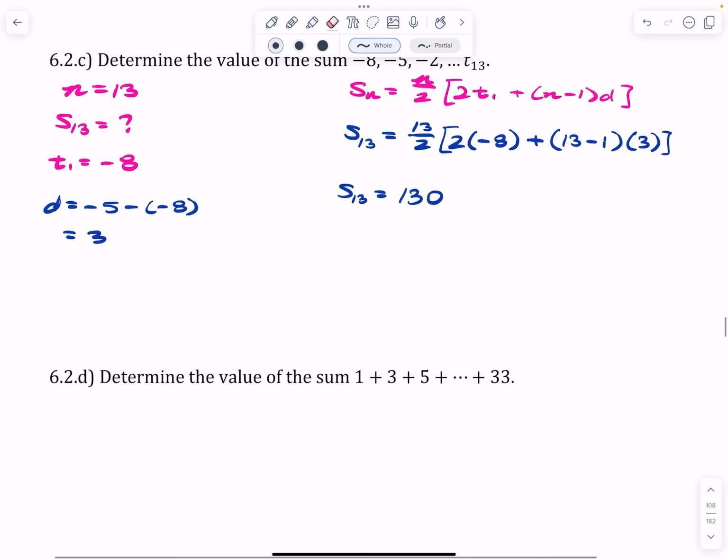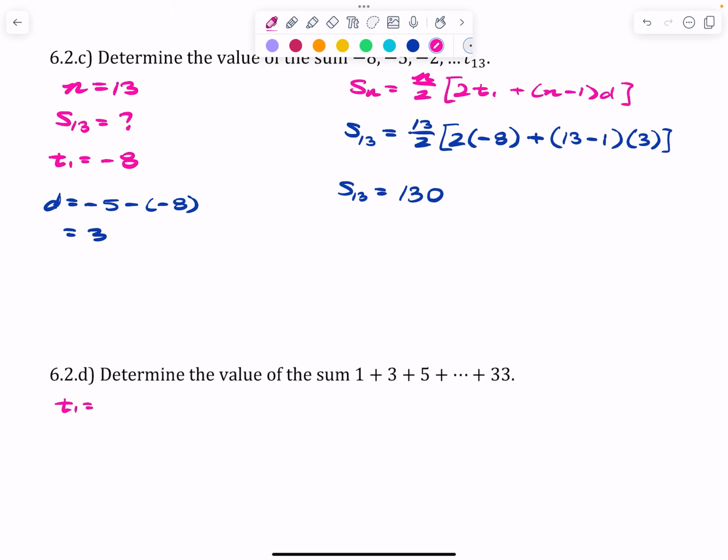Here we've got some information, right? We know what term 1 is. Term 1 is 1. Okay. We can find the difference. And that's 3 minus 1. So the difference is 2.